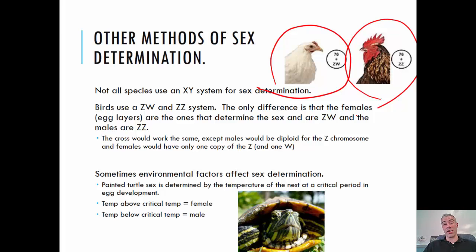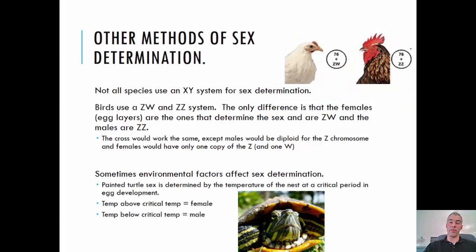So the females would be hemizygous for the Z chromosome. And males could be homozygous or heterozygous, depending, dominant, recessive, or whatever. Okay, so the ZW-ZZ determination system is just kind of like the opposite, where females determine the sex as opposed to the males. There's other things that determine sex throughout the animal kingdom as well.